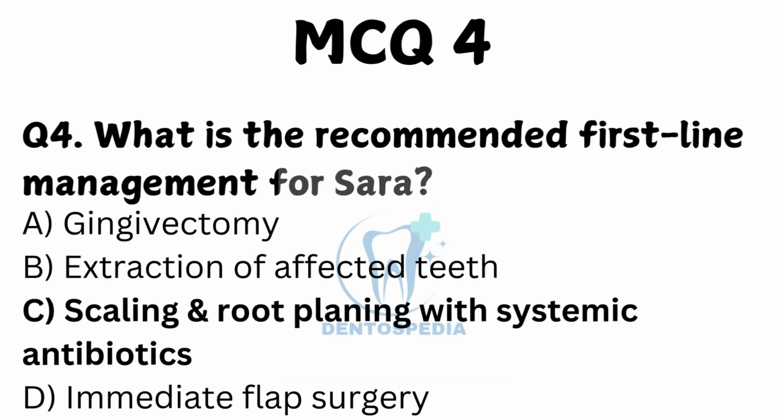The correct answer is C. Scaling and root planing with systemic antibiotics. Why? In localized aggressive periodontitis, mechanical debridement alone is often not enough. The best results come from scaling and root planing combined with systemic antibiotics, usually amoxicillin plus metronidazole, along with oral hygiene instruction. Now the other options. Gingivectomy is indicated for gingival enlargement, not for periodontal pockets of this type. Extraction is not the first step unless teeth are hopeless, which is not the case here. Immediate flap surgery may be considered later but never as initial management.